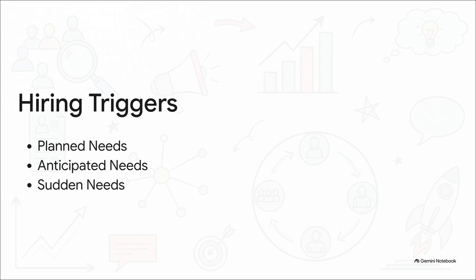Next is the anticipated need, which is much more strategic. Management predicts this by looking at market trends. For example, if your company is expanding or adapting to a massive technological advancement, you can anticipate needing a whole new set of skills. And finally, the sudden need. These are those completely unexpected events. Think sudden employee walkouts or serious sickness. The best HR departments have a solid blueprint ready to go for all three of these scenarios.